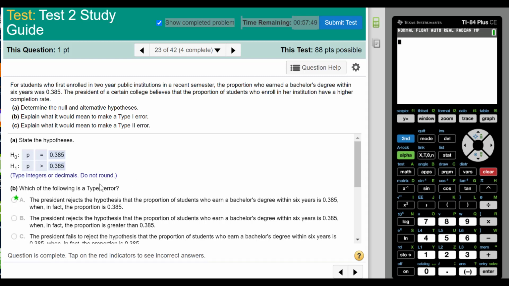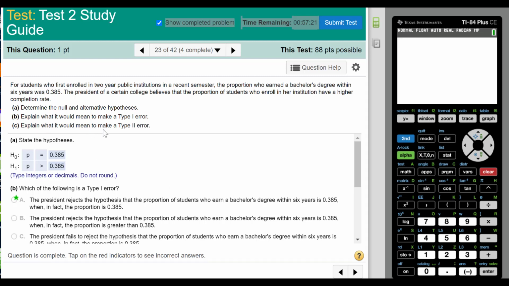What is a type 1 error here? He's asking you to identify type 1 error. Type 1 error means you reject the null hypothesis when it is actually true. So let's see which statements say that. The president rejects the hypothesis that the proportion who earn a bachelor degree within 6 years is 0.385. So that would be the answer, when in fact it is a true statement.